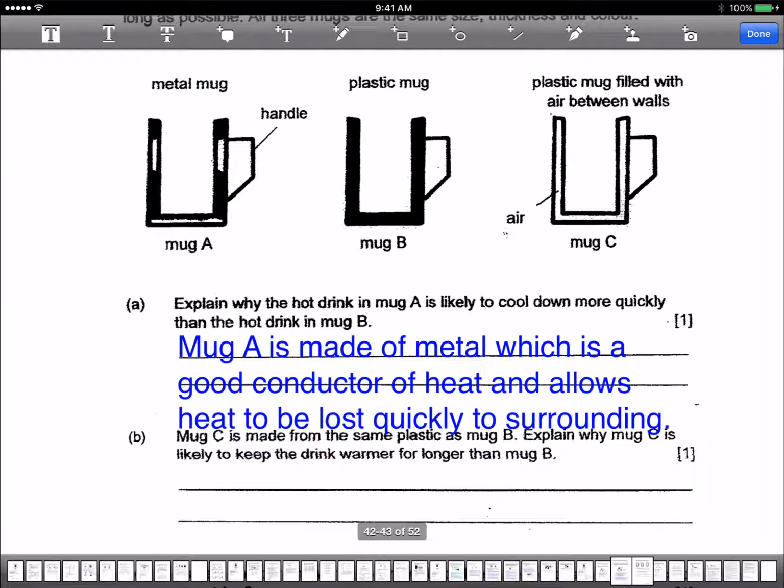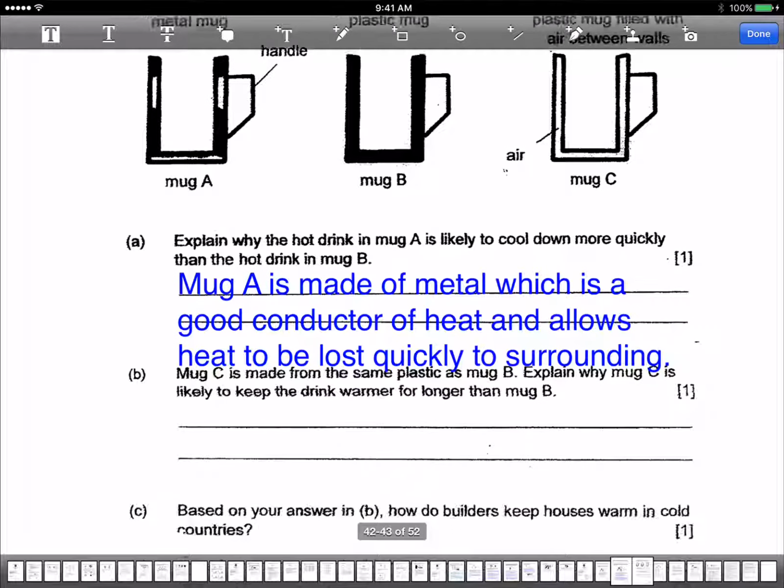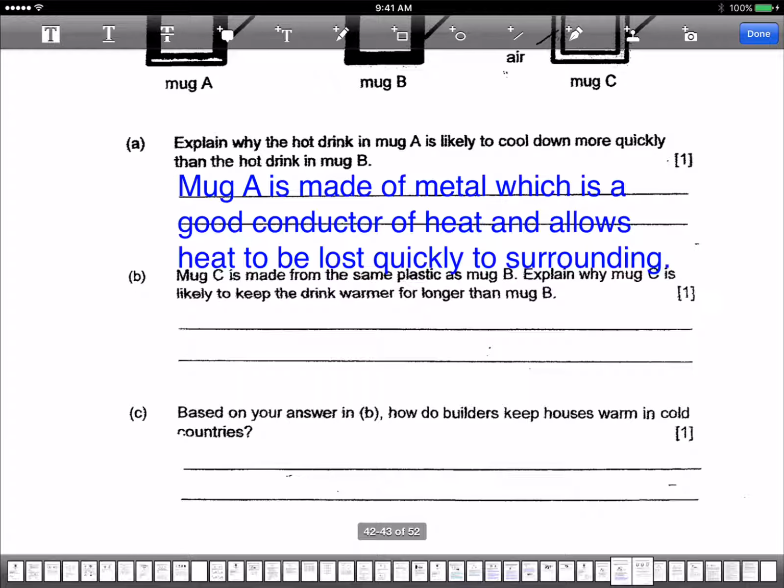Okay, so the key thing here is about losing heat. Right, it's a good conductor, so you must say that it loses heat. Is that right? Good conductor, so it must lose heat faster than the others, and therefore the temperature cools down more quickly. Right. So next one, C is made from the same material.